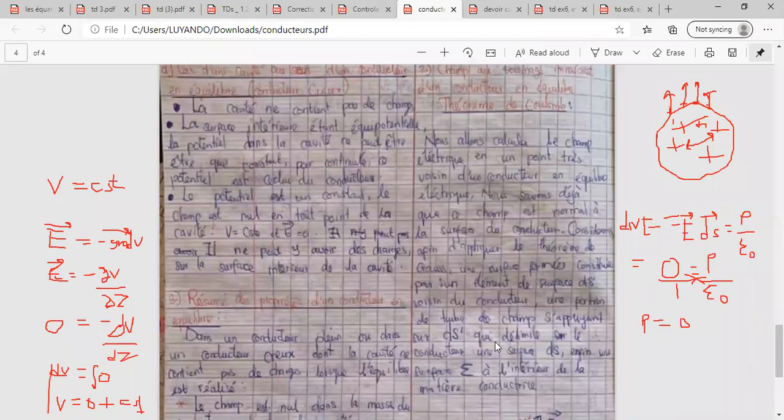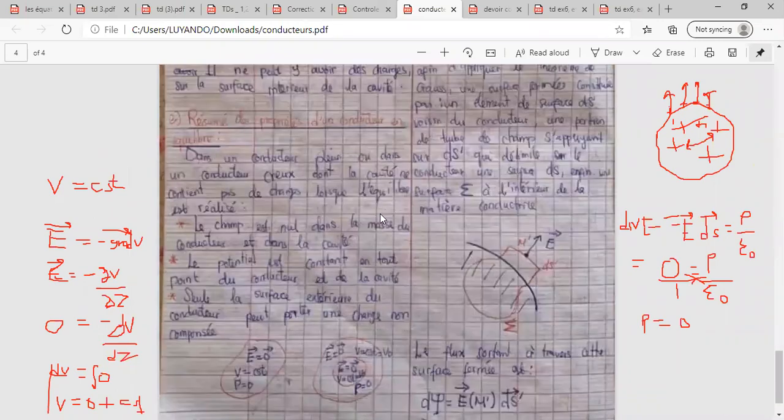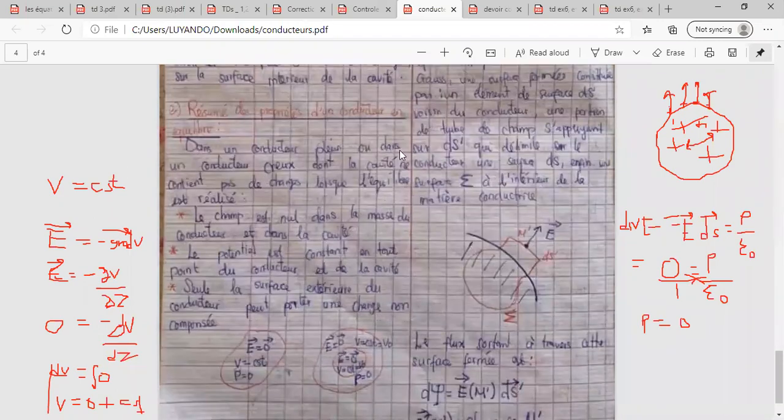So we have a summary of the properties of a conductor in equilibrium. We have that simplified version. In a solid conductor or in a hollow conductor whose cavity contains no charge, when equilibrium is reached, the field is zero, so we have the field is 0, the potential is constant, and the exterior surface of the conductor can carry a charge.